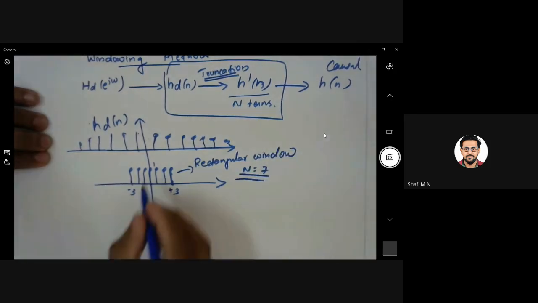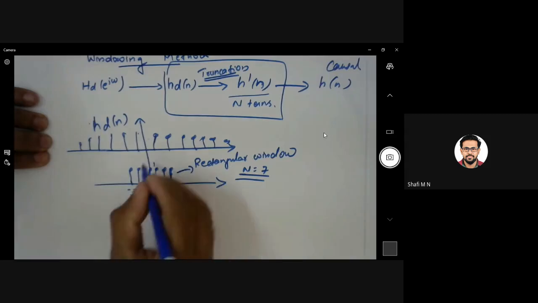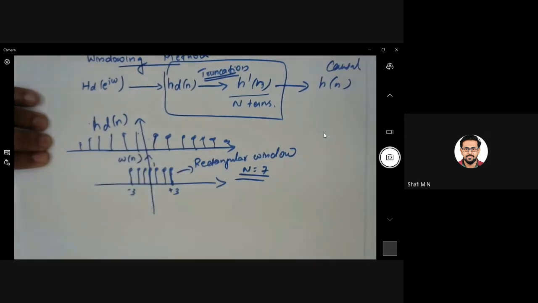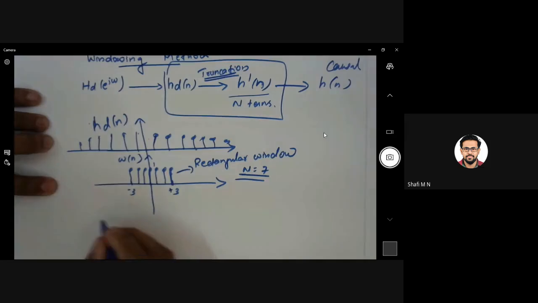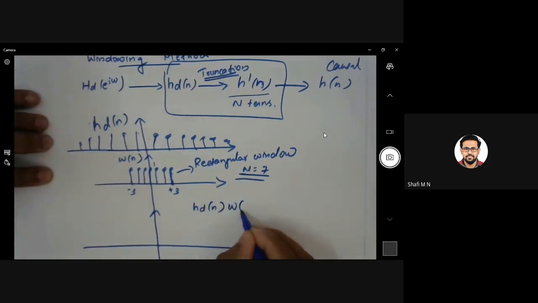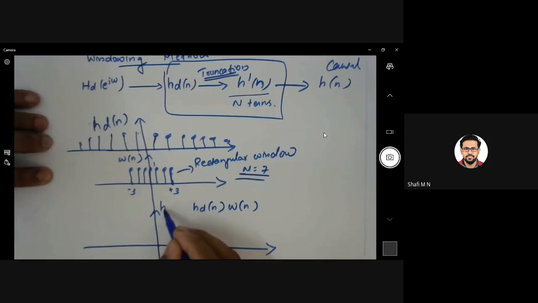So what will happen when you multiply these two sequences? Let me call it W of n. This is W of n. Now, what is my final result when you multiply these two? We have HD of n into W of n, and that is actually your h dash of n. This is your h dash of n.